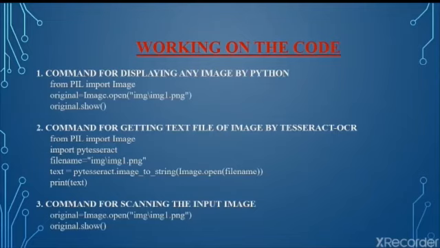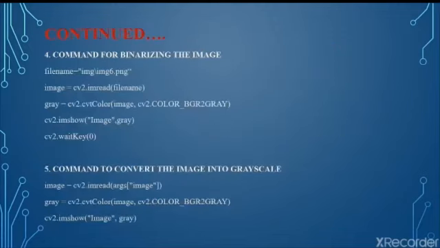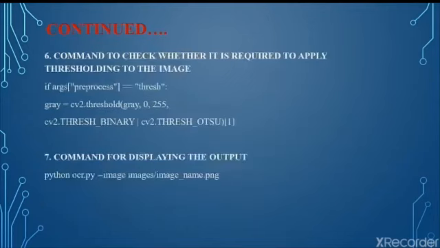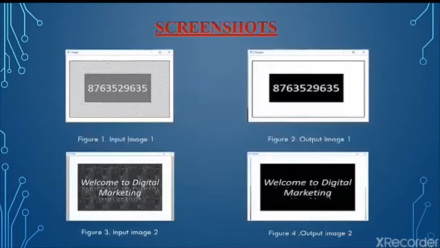Now these are the commands that we are going to use at various steps of pre-processing the input source image. And this is the command that we are going to give for displaying the output, which is mentioned at the 7th point. So these commands we are going to give in order to pre-process our input image. And I have attached some screenshots after working on the input images, as depicted in figure 1, figure 3, and many more for your understanding.